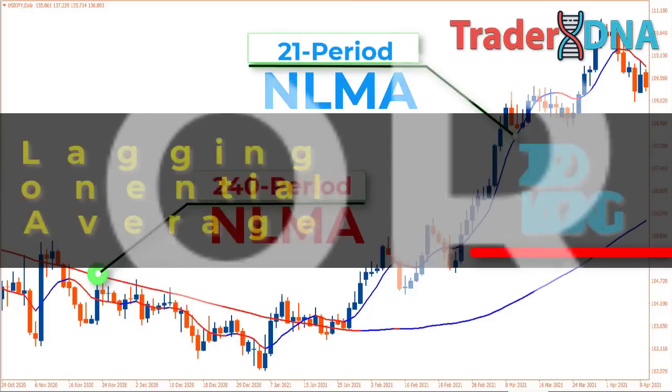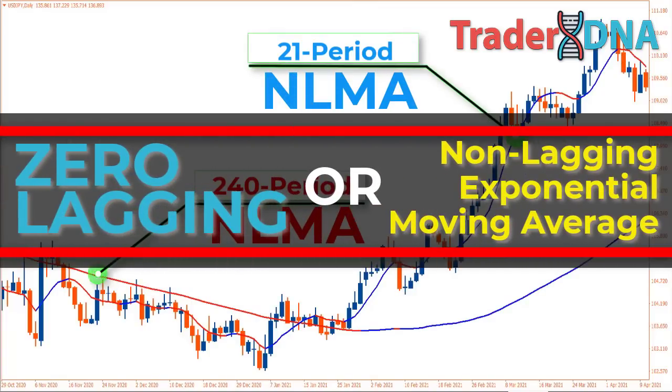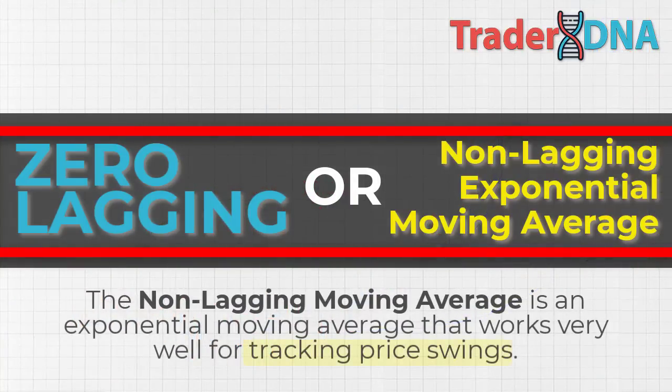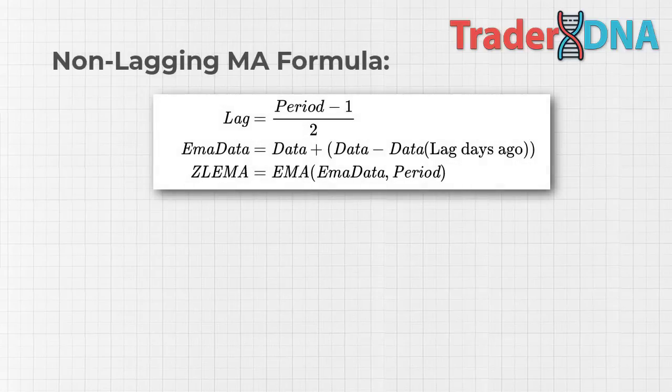The zero-lagging moving average or non-lagging moving average is an exponential moving average indicator created by John Ehlers and Rick Way. The non-lagging moving average is an exponential moving average, or EMA, that works very well for tracking price swings. As is the case with the double exponential moving average, or DEMA, and the triple exponential moving average, or TEMA, and as indicated by the name, the aim is to eliminate the inherent lag associated to all trend-following indicators which average a price over time.